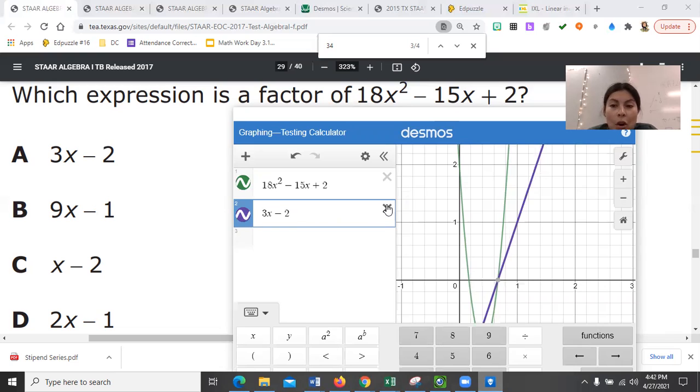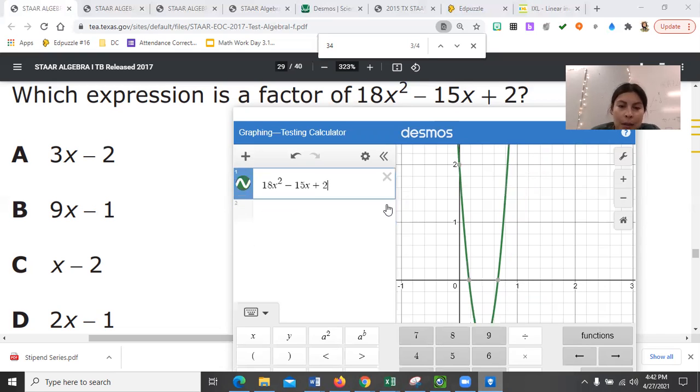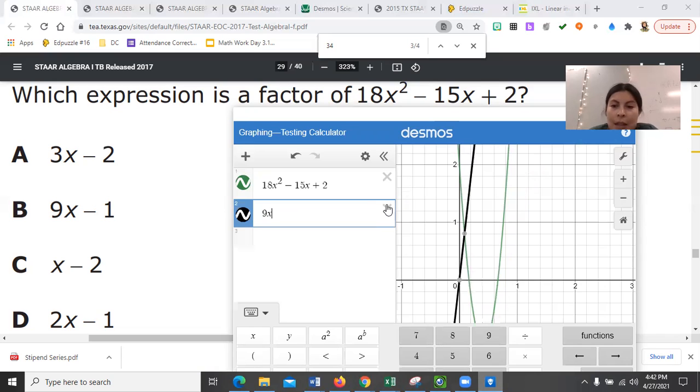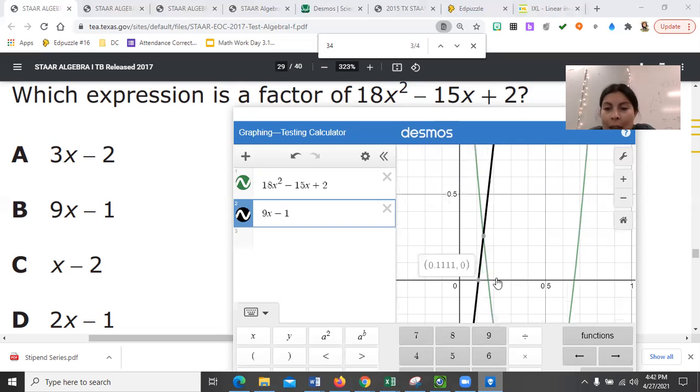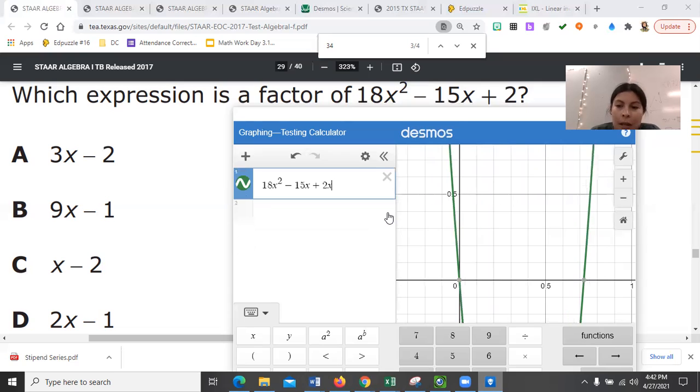So I'm going to take this one off, and I'm going to type in the next one. See, that one does not. It goes through the green graph, but it has to cross this 0 perfectly, and it doesn't. It's to the side. See the black one? It doesn't hit this or this point perfectly, so that's not a factor. Let me show you the other one. X equals 2.